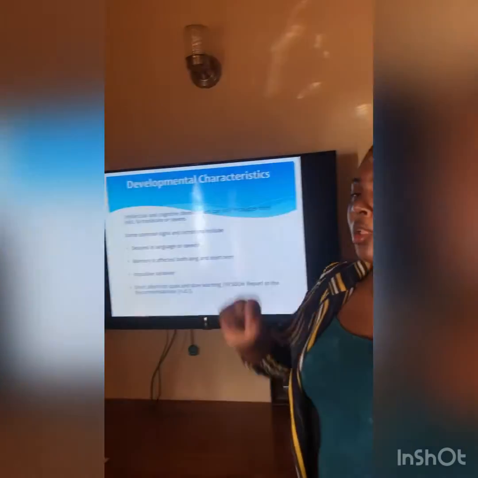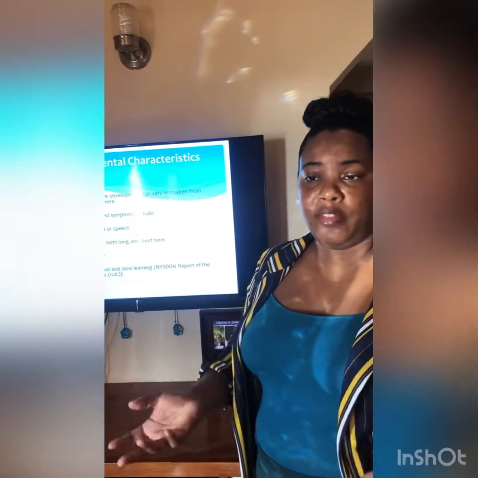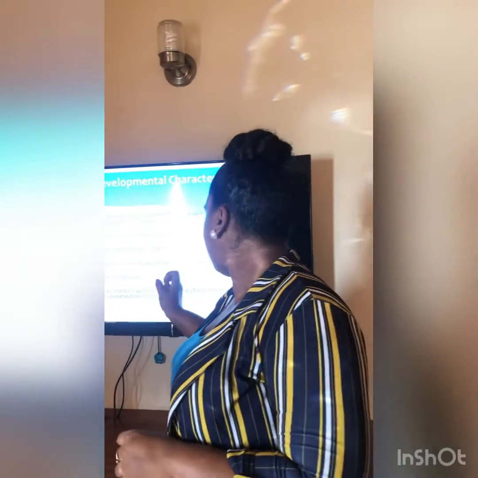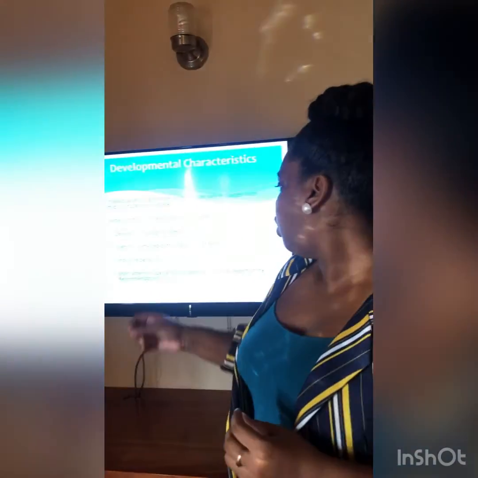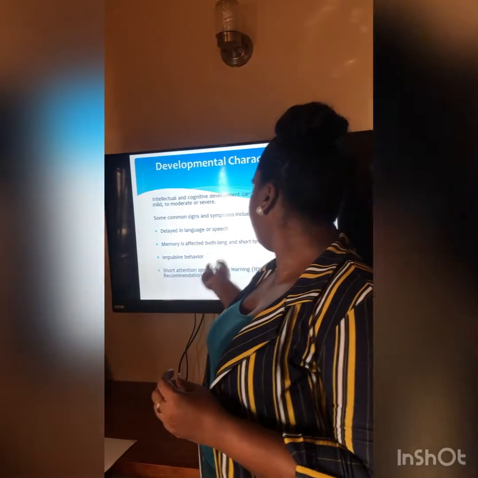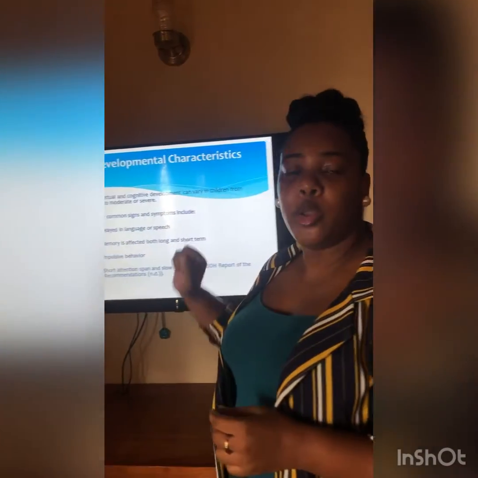Impulsive behavior. So the child may act without thinking and they may take dangerous risks. Short attention span and slow learning. We know that many children with Down syndrome may have health problems. So the health problems may interfere with their attention span and their slow learning.